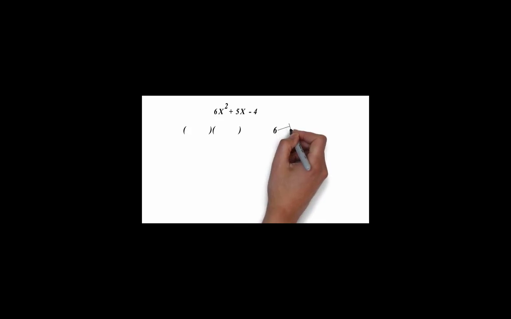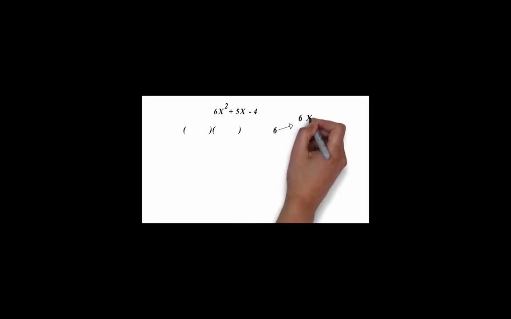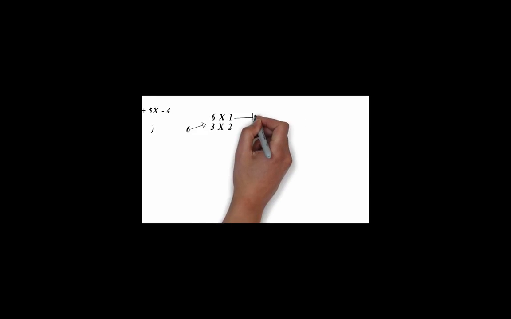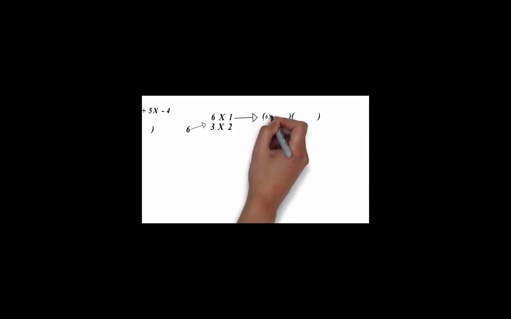To find the values for our x's, we have to look at the factors of 6, exactly like how we've been doing when we looked at our third term. So the possible factors of 6 are 6 times 1 and 3 times 2. Here's where the guess and check method comes in most. With this method, what you have to do is simply do trial and error. So we start with the 6 times 1. We begin by putting in our 6x in one set of parentheses and our x in the other.